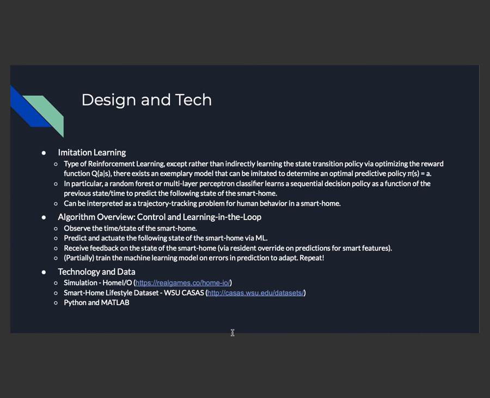Okay, so the design and tech that I'm using, or the concepts at least. I'm using imitation learning. Imitation learning is a type of reinforcement learning. The only difference is, while a reinforcement learning algorithm learns a reward function, which is essentially, given a current state, what reward do you get from an action at that current state, instead of doing that, I'm just learning the policy directly. So you get more information from the reward, but this is just much more straightforward if you directly learn the policy. And by policy, I mean it's a map from the current time and the entire state of the home to giving you the prediction of the next state of the home.